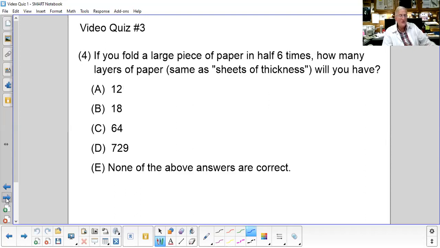If you fold a large piece of paper in half 6 times, how many layers of paper, same as sheets of thickness, will you have? How did we do that? We took powers of something, didn't we? Hint, hint, hint.